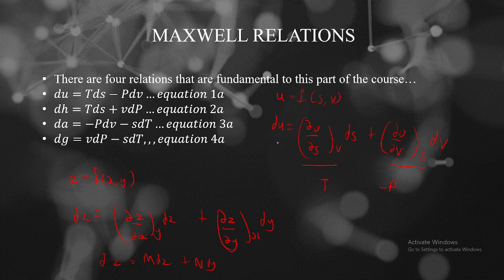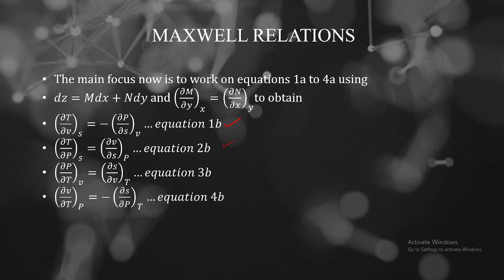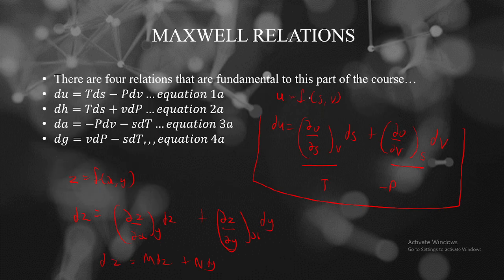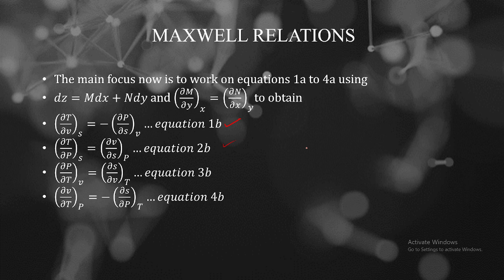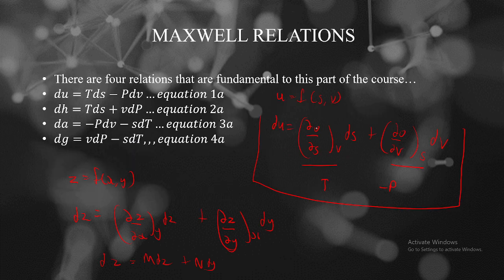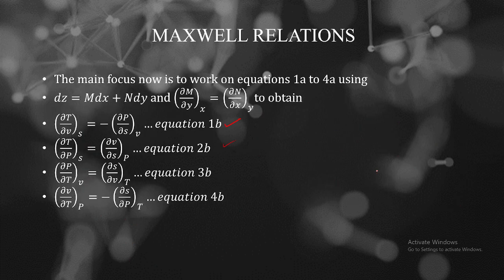We said that from equation 1a, what we did over here, I'm picking this expression here, so du is del u del s at constant v ds plus del u del v at constant s dv. So I'm going to pick that expression and use that in this case. So we also said that we can express the del u del s at constant v as t, and the del u del v at constant s as minus p. So we rather work with it from this perspective. So we said here that du was equal to t ds minus p dv. So we work with it this way instead, right?